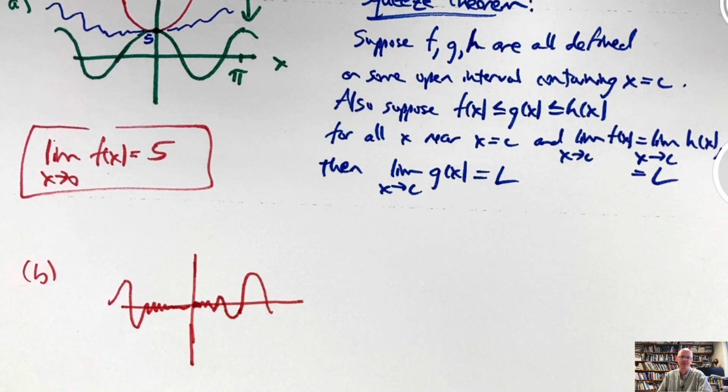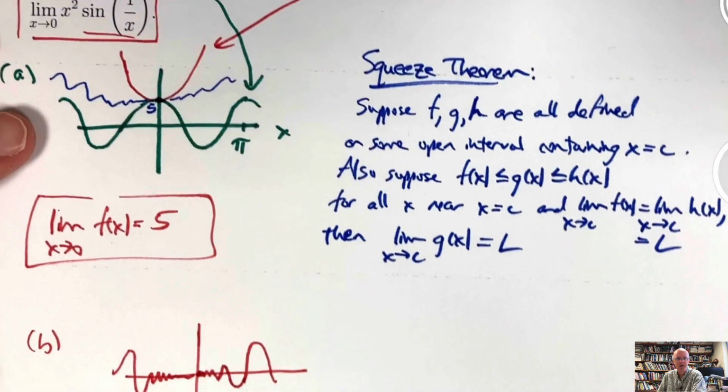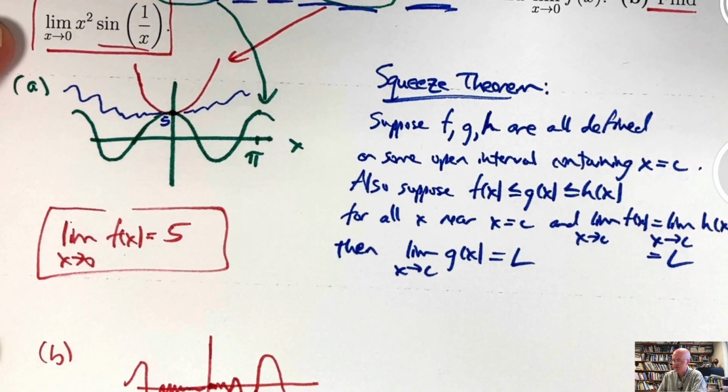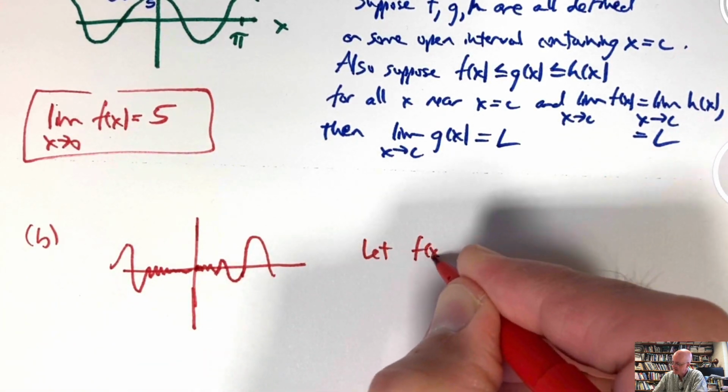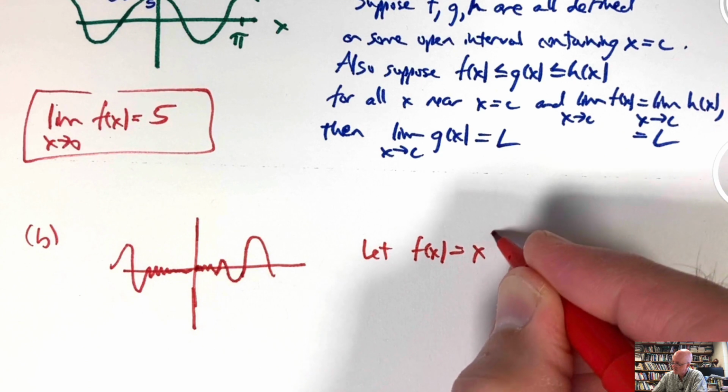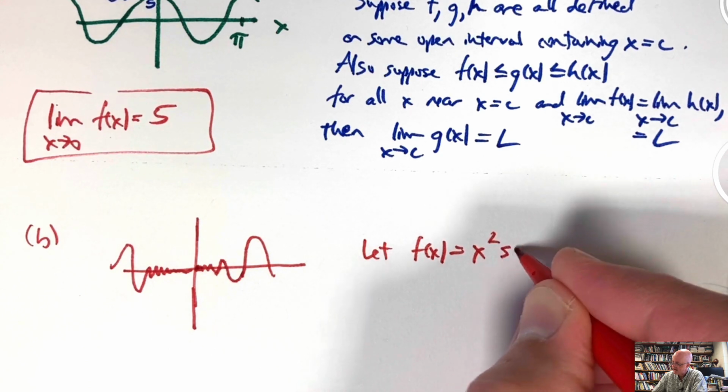Let's be more official about using the squeeze theorem for this problem, okay? Let's be a little bit more careful. Let's let f of x equal x squared times sine of 1 over x.